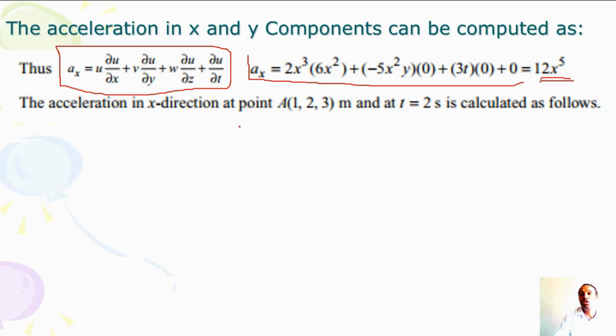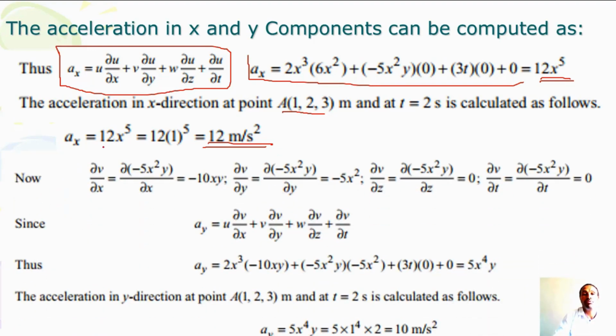So the acceleration in x direction at this point (1, 2, 3) and at t equal to 2 seconds is calculated as follows. You simply substitute the values. Since we have x as one coordinate, you have the acceleration in x component equal to 12 meters per second squared.